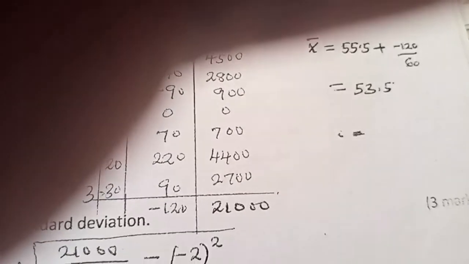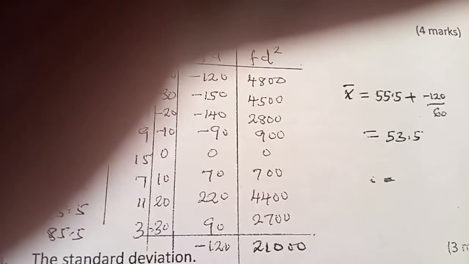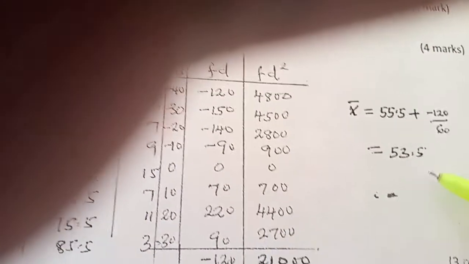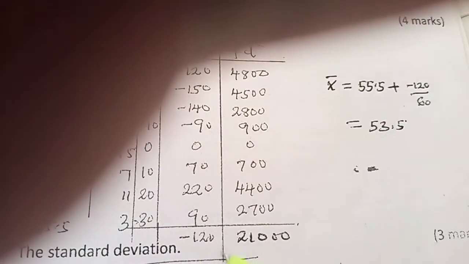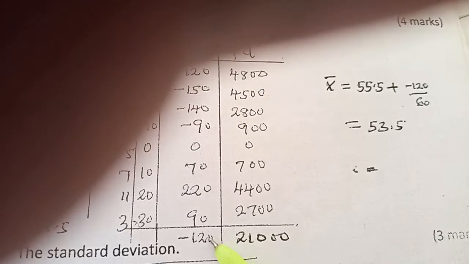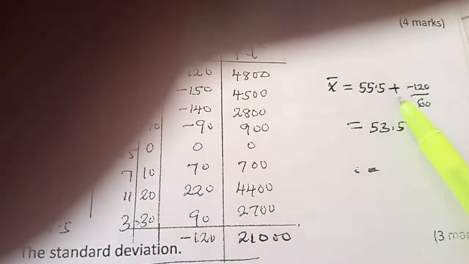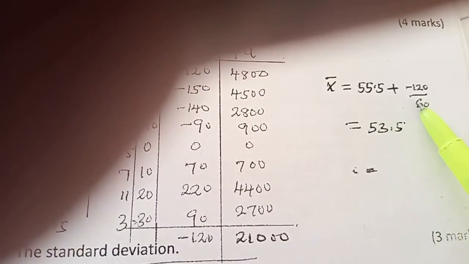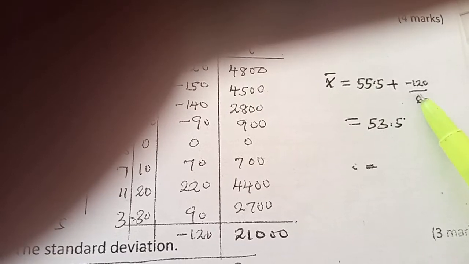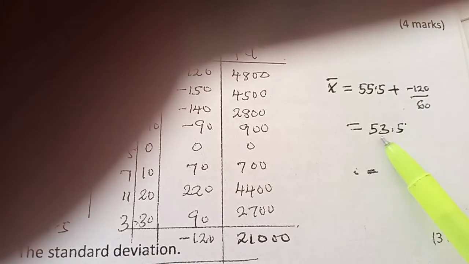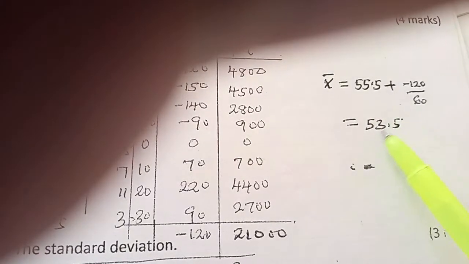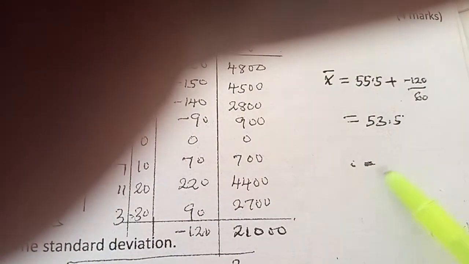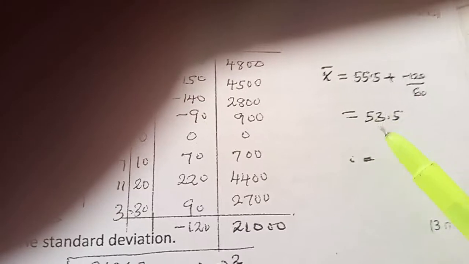This is negative 120. You can see where that is, down here, this one. So we add that to this. This one cancels this. We shall get negative 2. So 55.5 minus 2, we get 53.5, which is the actual mean. So that is how to calculate the actual mean.